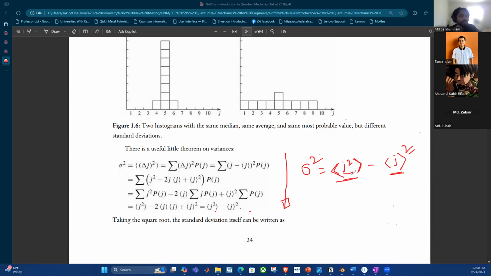I repeat, average of square of edges. This is square of averages. So for the standard deviation, if you try to do it, I did not do anything. I just do the square root.